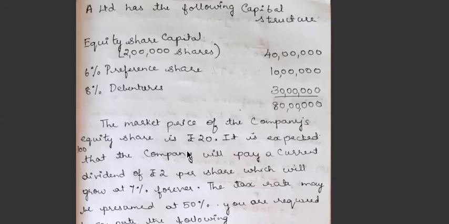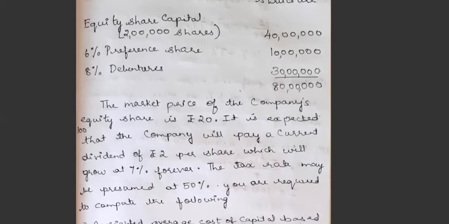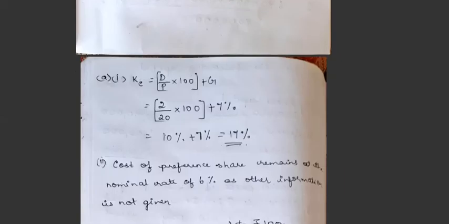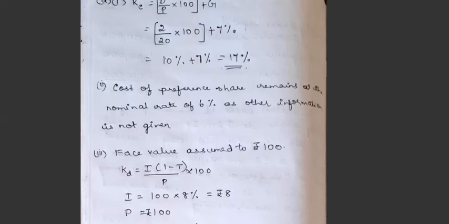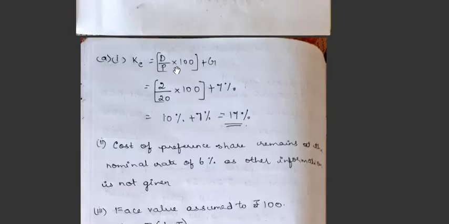The information given is D, P and G, so it is the growth method. KE is equal to D divided by P into 100 plus G, that is 2 divided by 20 into 100 plus 7%. So you will get a total of 17%.